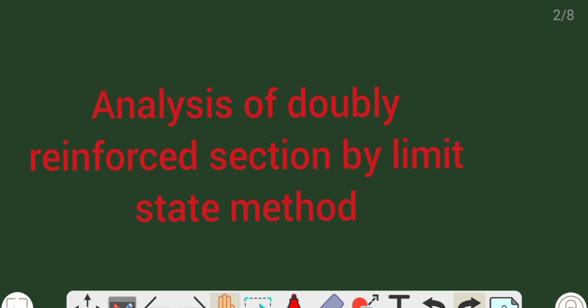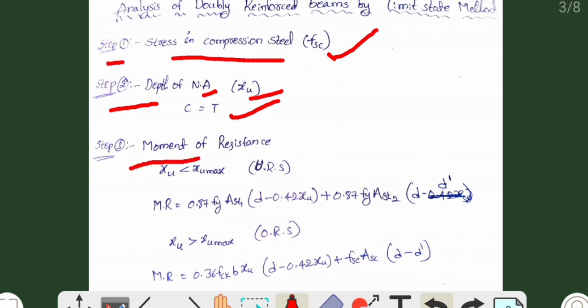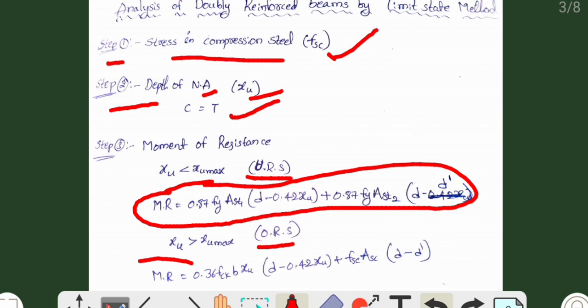In this video I will discuss the analysis of a doubly reinforced beam by using the limit state method. These are the steps we follow to analyze a doubly reinforced section. Step 1 is calculation of stress in compression steel, step 2 is the calculation of depth of neutral axis, and step 3 is calculation of moment of resistance. If Xu is less than Xu max, this is an under reinforced section, and we analyze by this formula. If Xu is greater than Xu max, this is an over reinforced section, and we analyze by this formula.